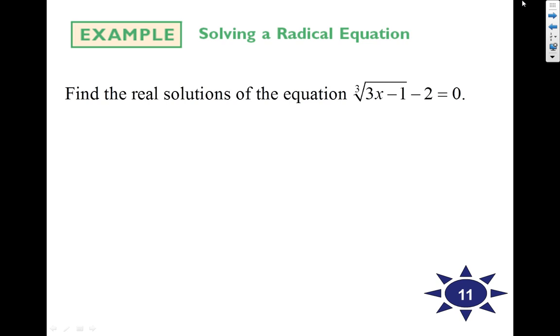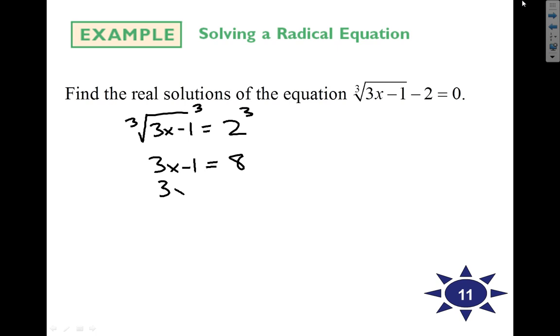So what we want to do first is get the radical all by itself. So let's move the 2 to the other side. So we have the cube root of 3x minus 1 equals positive 2. And then what cancels out a cube root? Cubing both sides. So 3x minus 1 equals 8. And from there, we're going to solve it algebraically like we normally would. 3x will be 9, so x equals 3.